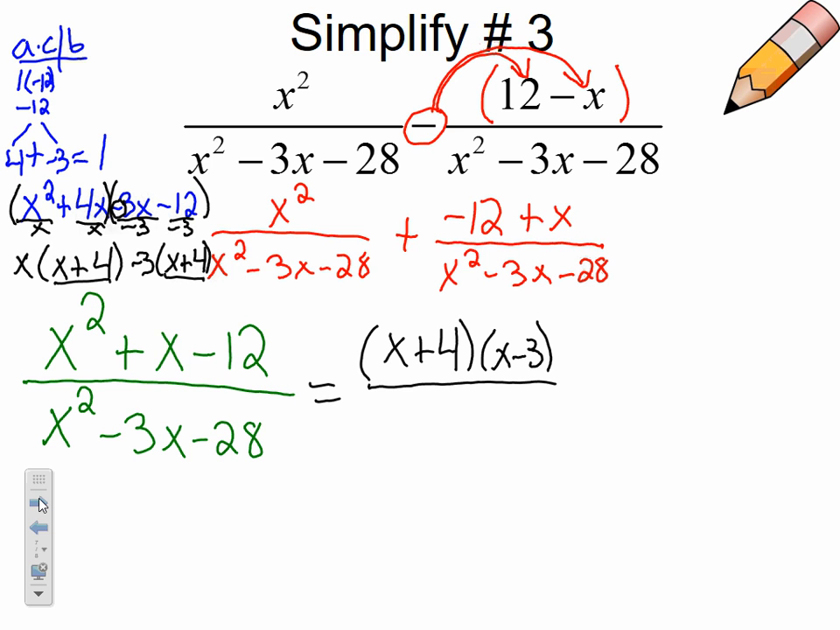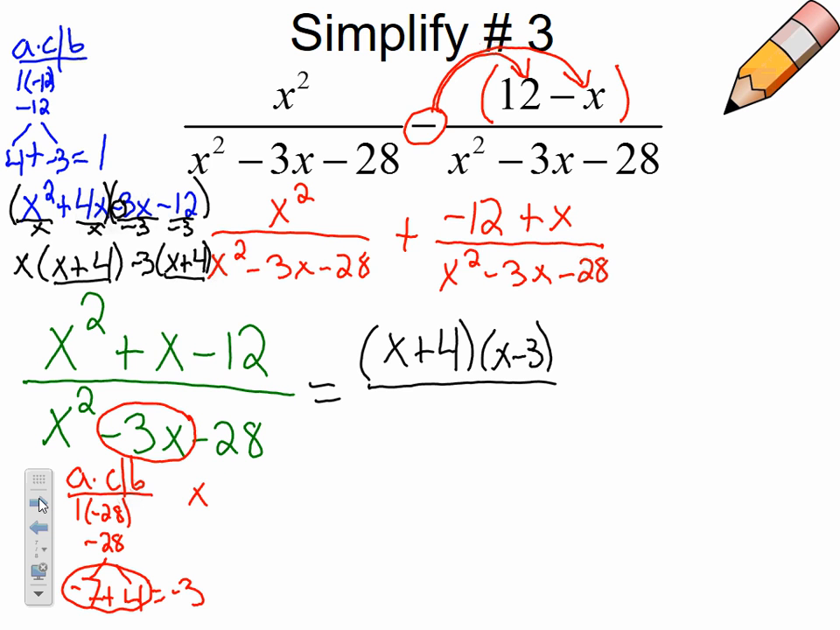Now I'm going to do the same thing with this bottom one here. I need to rewrite it, so I need to factor it out. So I'm going to take A times C, add up to B. So I'm going to have 1 times negative 28, and I get negative 28. And I have two numbers that add up to equal negative 3. So if I do this, I can take negative 7 and a positive 4. So I'm going to take this and replace that negative 3x. So I'm going to get x squared minus 7x plus 4x minus 28.